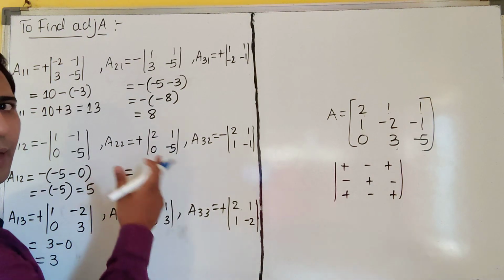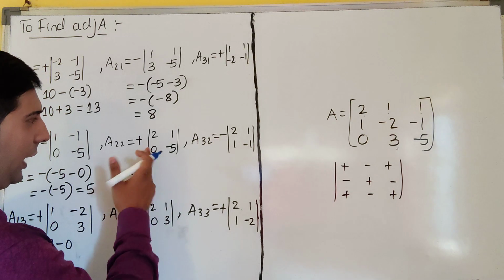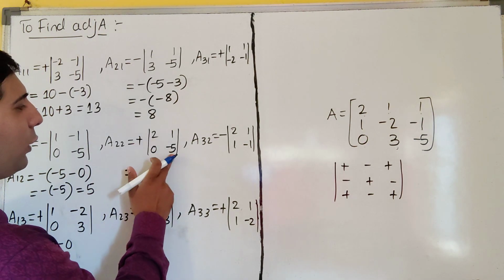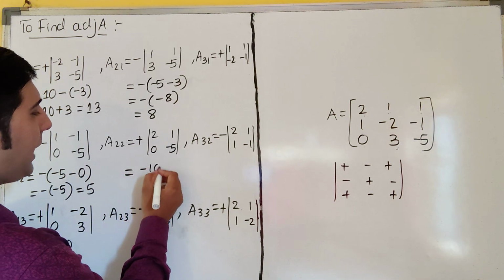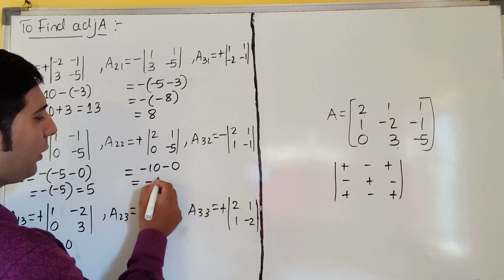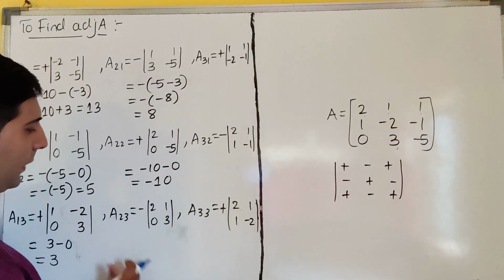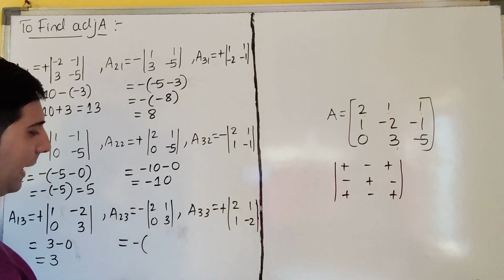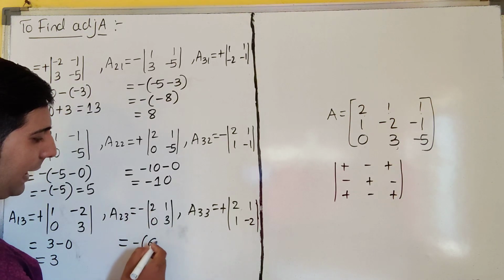2 plus is there, no need of writing plus because it will not change any sign. 2 into minus 5 is minus 10. You write 0 into 1, 0. How much you got? Minus 10, dear students. So now next minus sign is there, I will write 2 3s are 6.